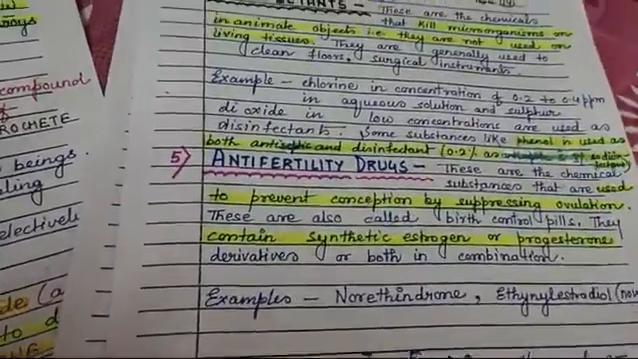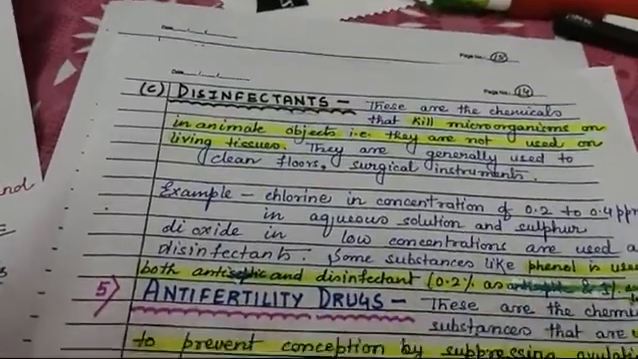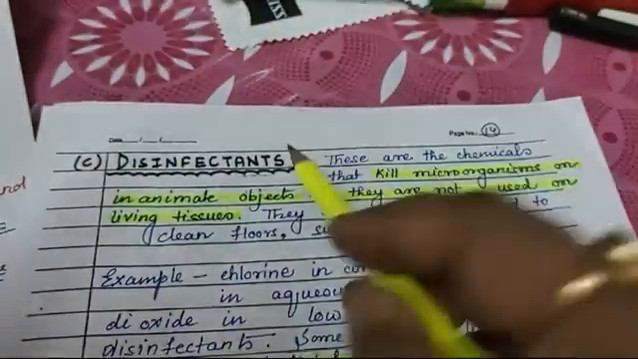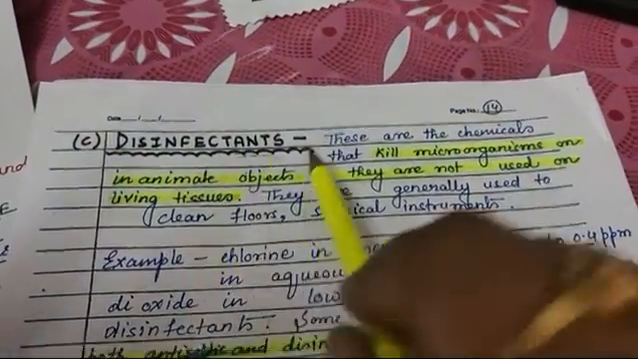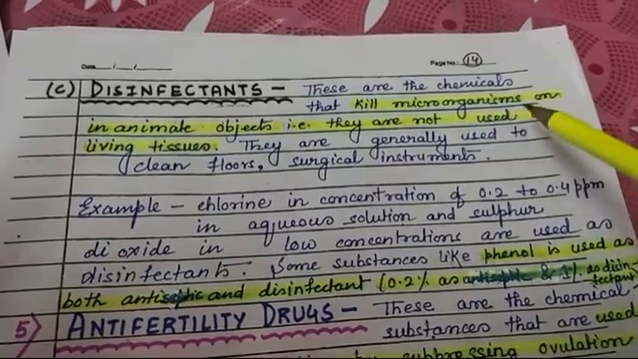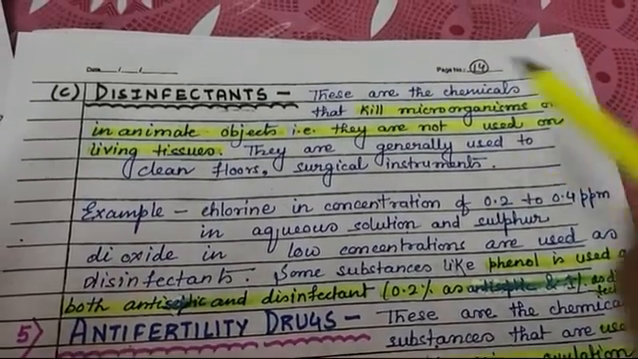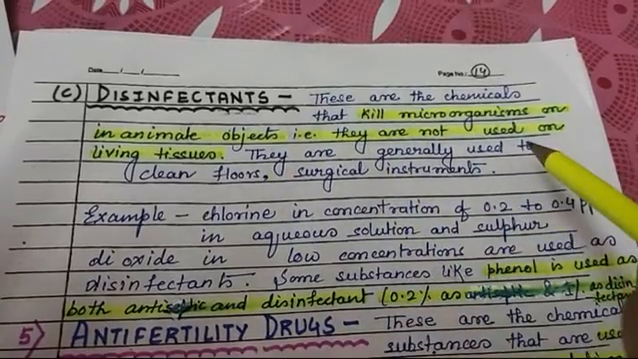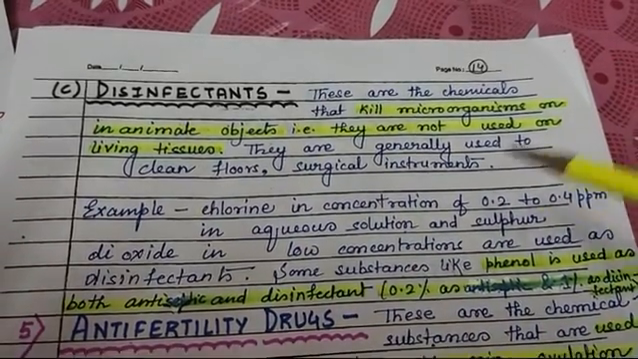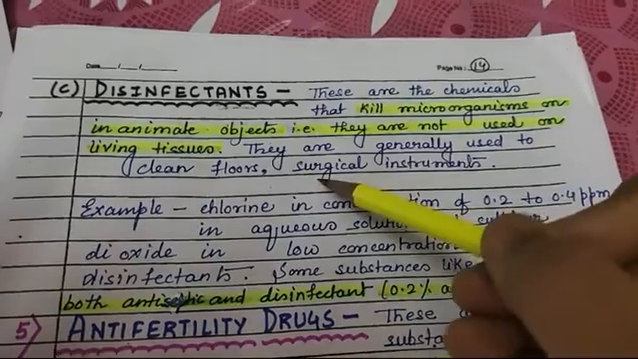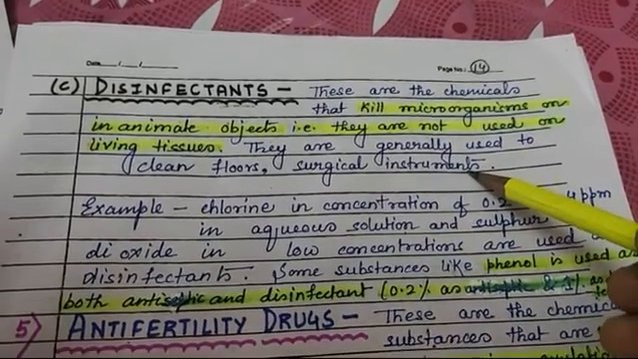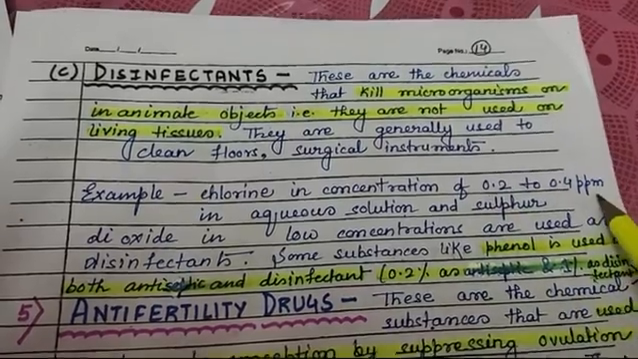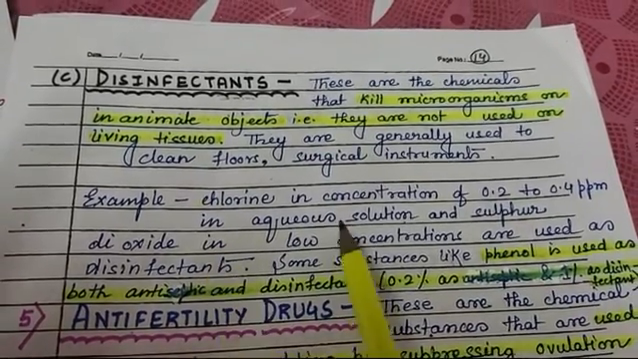Except antiseptics, there is another kind of antimicrobial drug we generally use in our day-to-day life. This is disinfectant. Disinfectants are those drugs which kill microorganisms on inanimate, that is non-living substances. They are generally used as floor cleaners or to clean the surgical instruments and so on. For example, chlorine in a concentration of 0.2 to 0.4 ppm is a very good disinfectant.